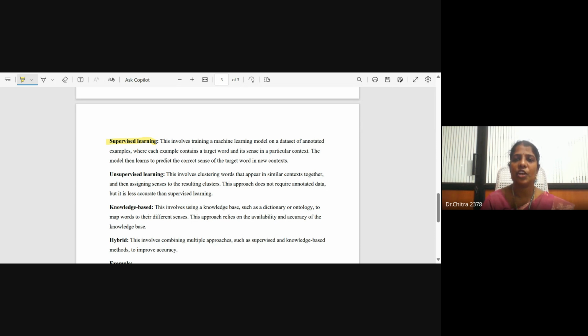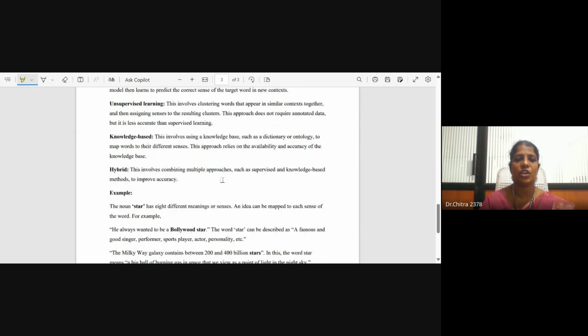And the third one is knowledge based. We are not going for any machine learning algorithm. Instead, we use knowledge about the words from dictionaries. Suppose the word is cricket. Go and search the dictionary. From the dictionary, take the knowledge about the particular word, and that can be used for sensing the sentences. That is what is called knowledge based.